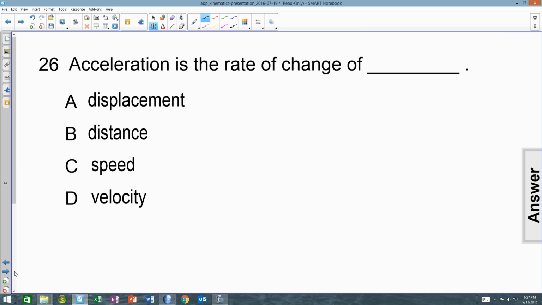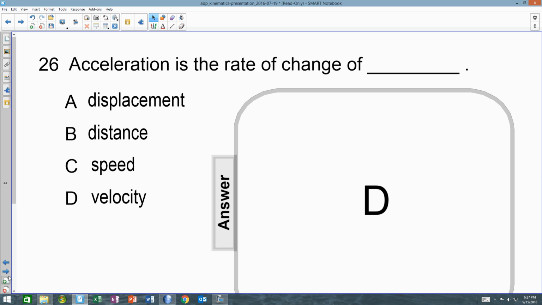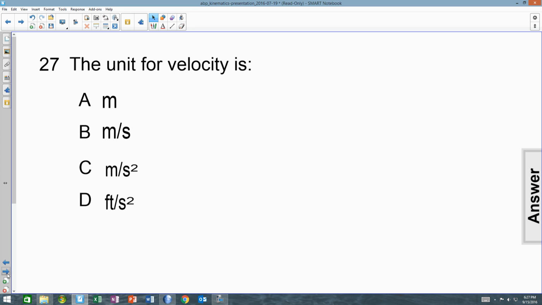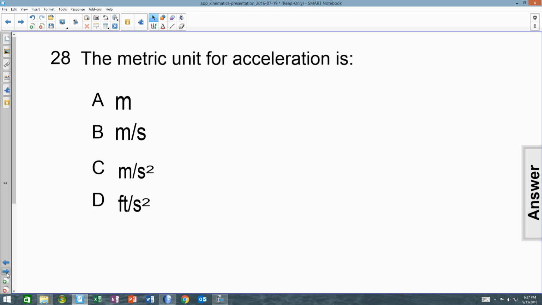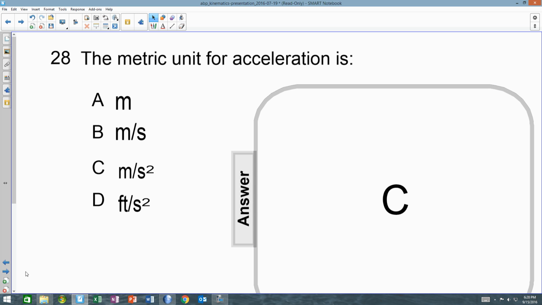Acceleration is the rate of change of what? Did you pick D? I hope so. The unit for velocity is, okay, this is a trick question. The answer is B. We're looking for the units of velocity, not the units of acceleration. The metric unit for acceleration is which of the following? That's right, meters per second squared.